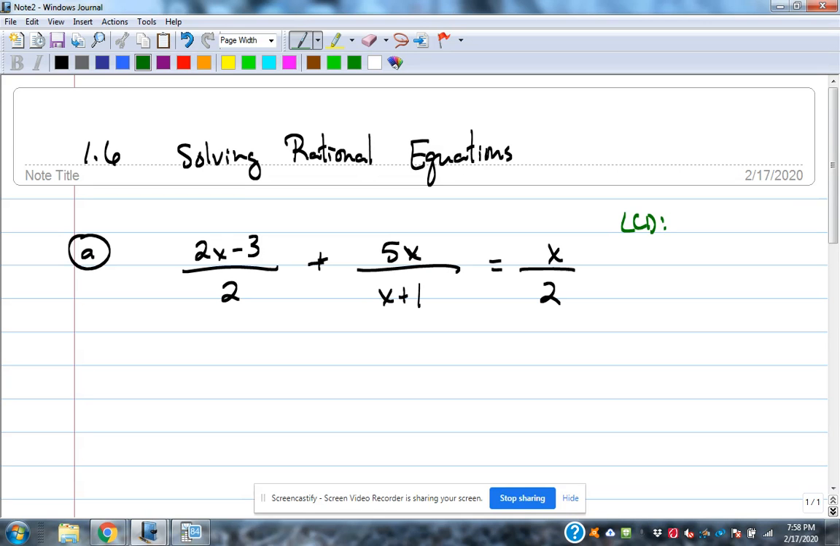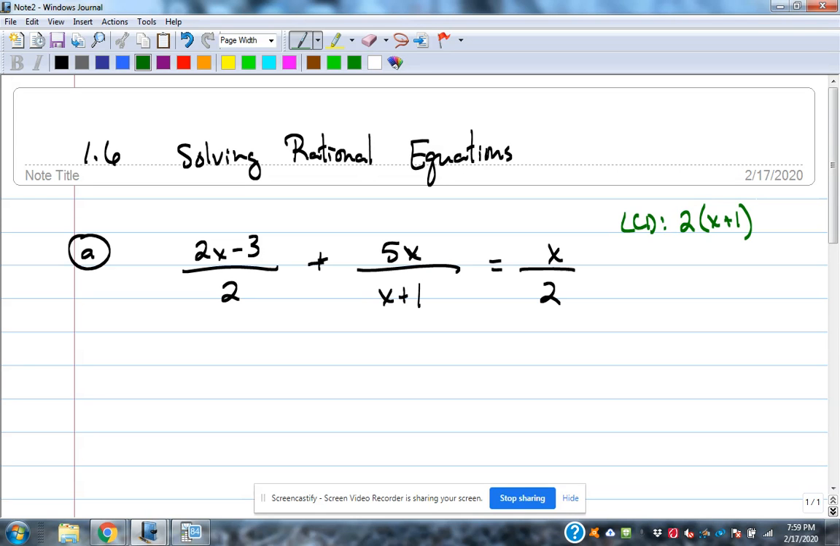So now I need to look and see, is there anything that happens to be shared between any of the fractions? That 2 on the third fraction and the first fraction is shared. So that's got to be part of the common denominator for sure. And then what's the other denominator that's there? X plus 1. So that's going to be my common denominator for this problem. It's 2 times x plus 1.